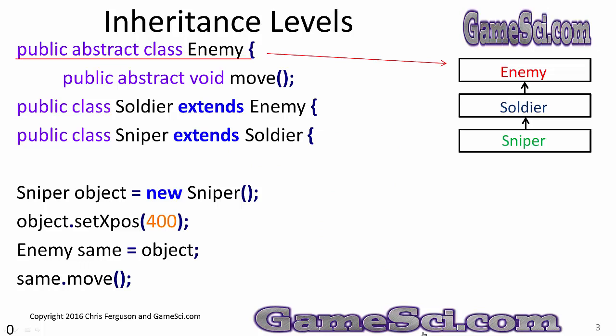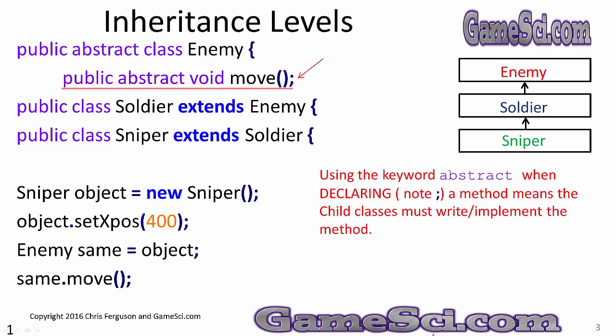Let's create a public abstract class enemy. And inside our public class enemy, we're going to have an abstract move. Using the keyword abstract when declaring, note the semicolon, a method means a child class must write or implement the method. Got that? Parent classes declare or prototype methods. Child classes write the specific implementation.